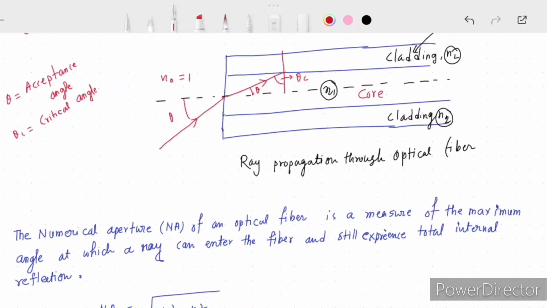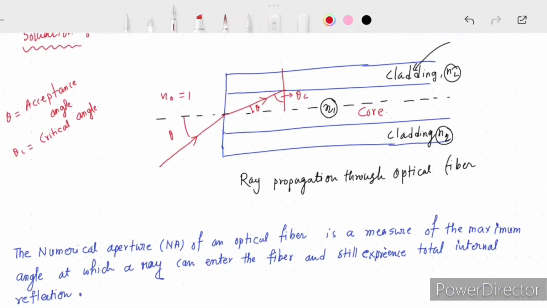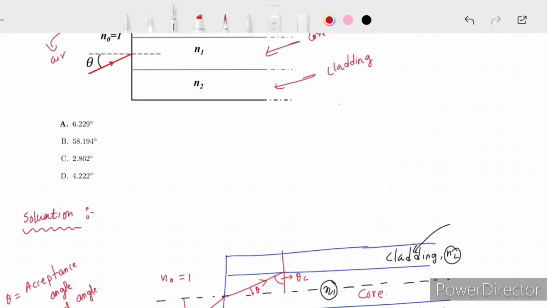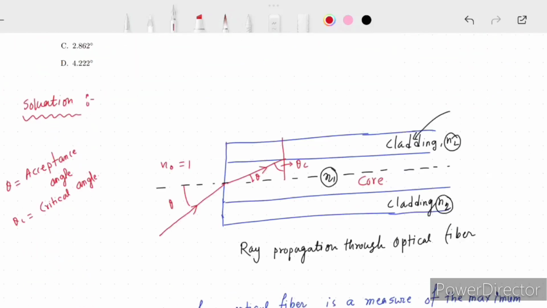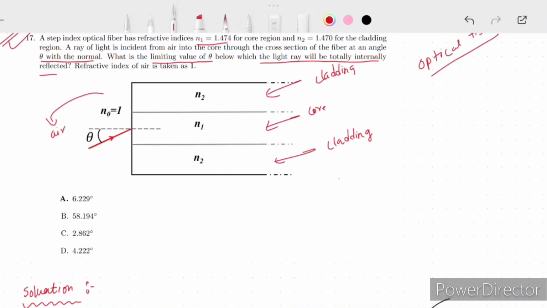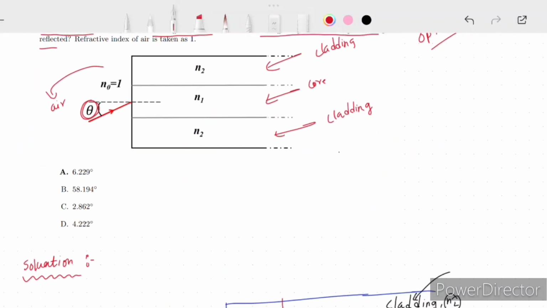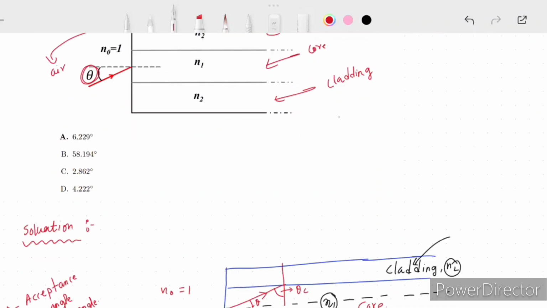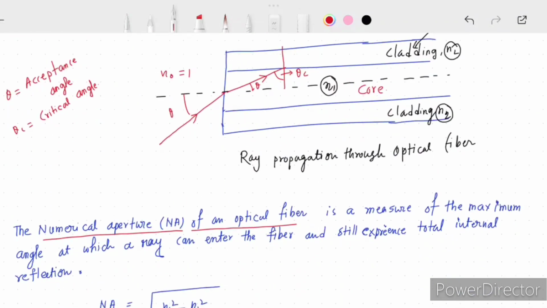So for these calculations, first of all, we calculate the numerical aperture of the optical fiber, because the numerical aperture and the acceptance angle, this angle is called the acceptance angle, have a relationship. So first of all, we calculate the numerical aperture for the optical fiber.